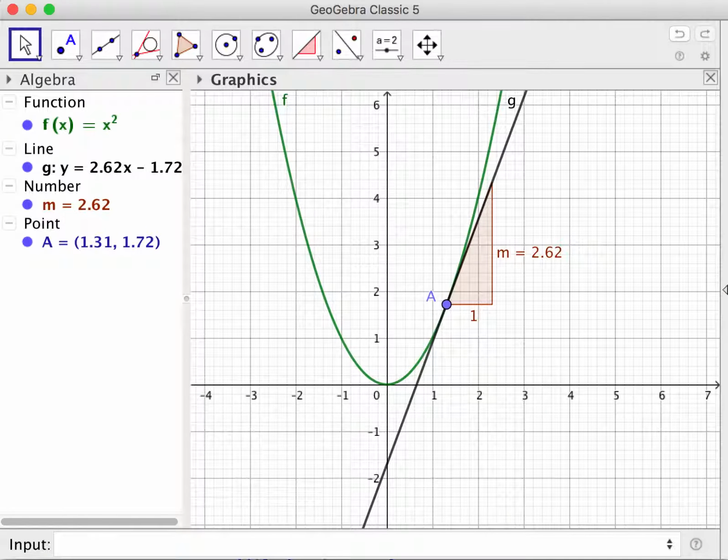Nakikita nyo? Ang slope ng function dito sa x equals 1, pwede mong sabihin na the slope of f of x equals x squared at x equals 1. Or, pwede mo rin sabihin na the slope of the line tangent to the function at x equals 1. Pareho lang ibig sabihin nun, yun ang derivative. So, kaya siya naging 2x kasi hindi siya constant. Hindi pare-pareho yung slope. Depende kung nasaan ka.